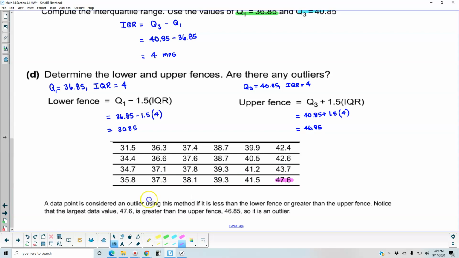There isn't. So a data point is considered an outlier using this method if it is less than the lower fence or greater than the upper fence. Notice that from our data, the largest data value, 47.6, is greater than the upper fence, 46.85. Therefore, this number is an outlier.